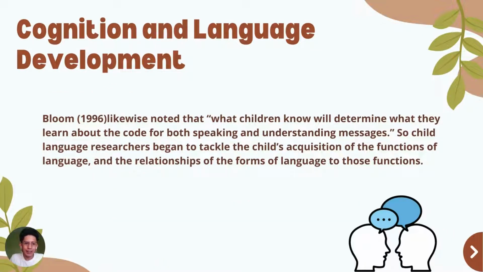Bloom (1996) likewise noted that what children know will determine what they learn about the code for both speaking and understanding messages. So child language researchers began to tackle the child's acquisition of the functions of language and the relationship of the forms of language to those functions.